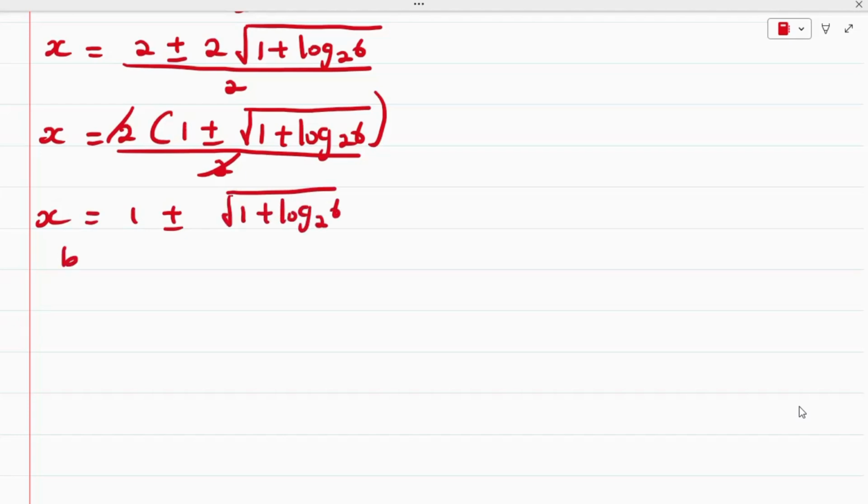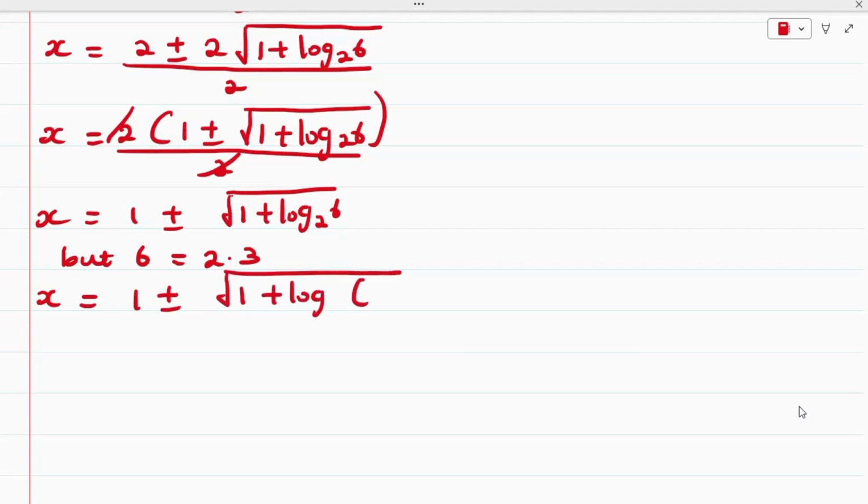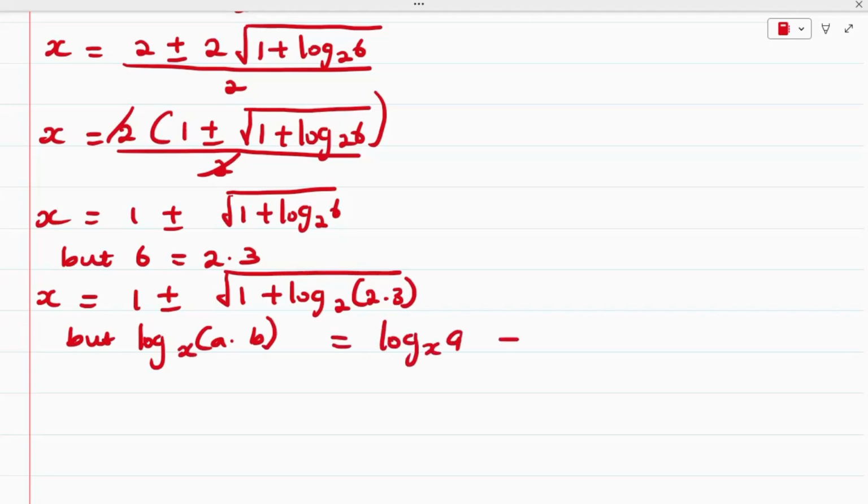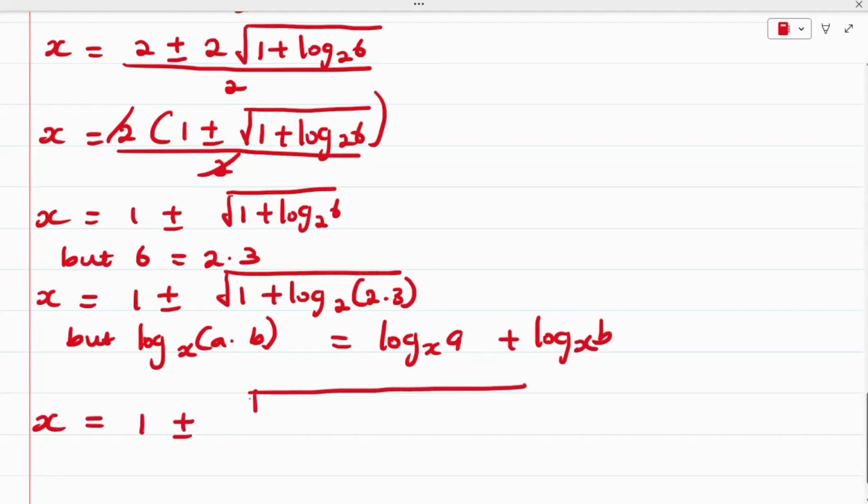But 6 can be expressed as 2 times 3, so x equals 1 plus or minus the square root of 1 plus log of 2 times 3 base 2. But from the logarithmic property, log of a times b base x equals log a base x plus log b base x. So applying this, x equals 1 plus or minus the square root of 1 plus log 2 base 2 plus log 3 base 2.